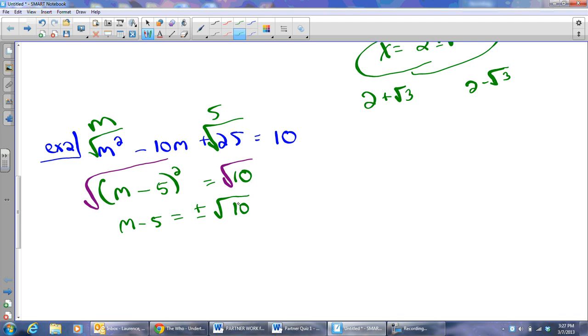This one's going to be a little bit bigger than 3. So I'm going to add 5 to each side to get m alone. And I will get m is going to equal 5 plus or minus the square root of 10. The exact answer will suit me fine.